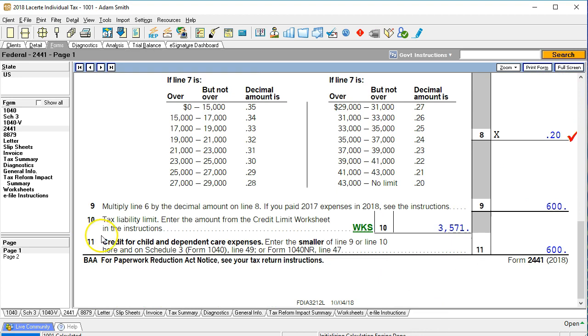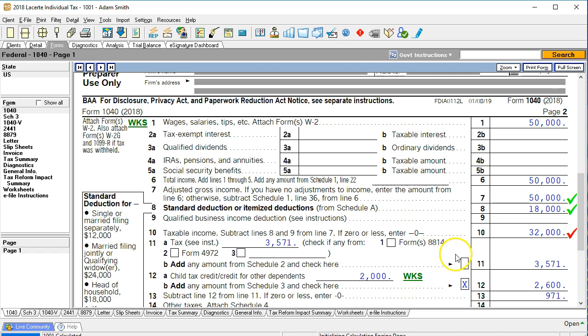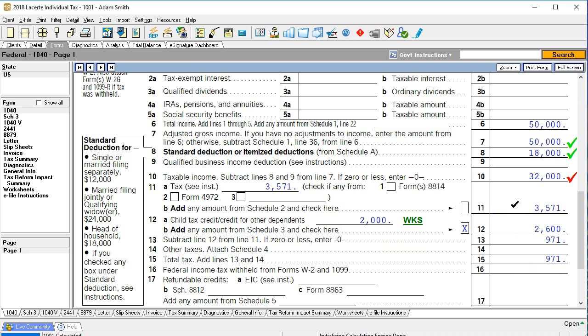Line 10 here says tax liability limit. Enter the amount from the credit limit worksheet in the instructions. That's going to be 3,571. Now we could take a look at that worksheet, but if you go back to the 1040 and look at line 11, that's going to be that 3,571, before we took the credits on line 12, which is the child tax credit, and including the child and dependent care credit in line 12. So the 2,000 from the child tax credit and the 600.